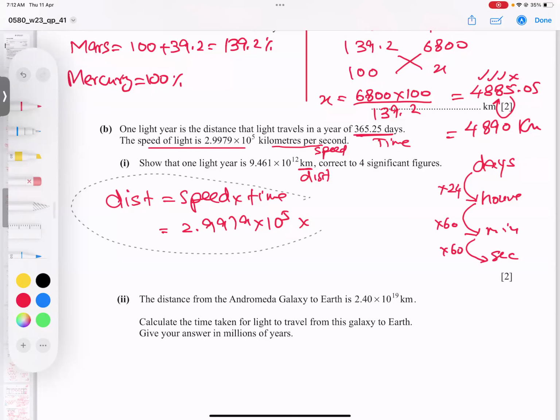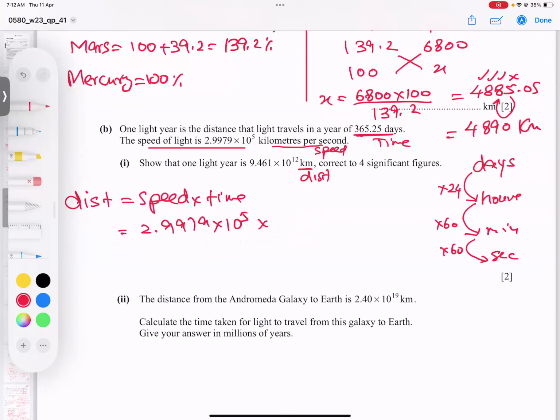And now I'm going to keep the values here. So this time is actually 365.25 days. But I will convert it now, first times 24, then times 60, and then times 60. This is actually time. And I got my answer.